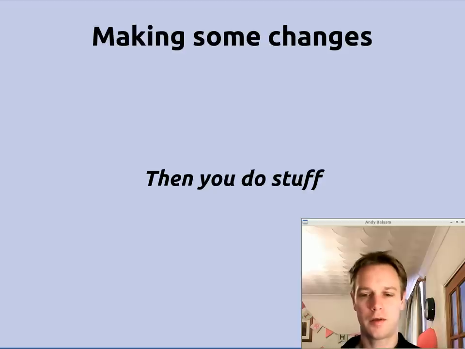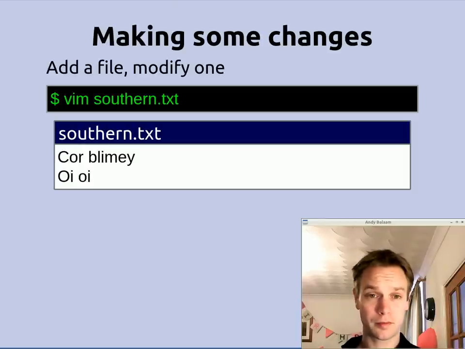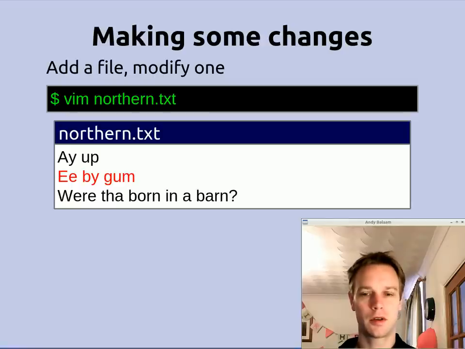Okay, so we've added a file. We've started off a project, we've added a file. So now we're going to need to change some stuff, right? The first thing we're going to do is make a new file called southern.txt, and we're going to put some southern-style sayings into it. So we're just creating a file there. And we're also going to modify northern.txt, adding another saying in the middle there.